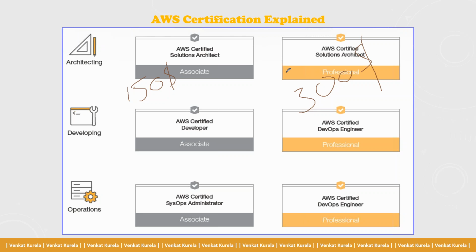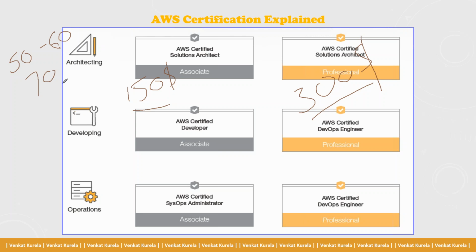When I say all, each associate level certification will cost you $150, and each professional level certification will cost you $300. For the associate level certification, you may get 50 to 60 questions. None of the places mentions the exact number of questions you're going to get. It's 50 to 60, and the pass percentage is minimum 70.